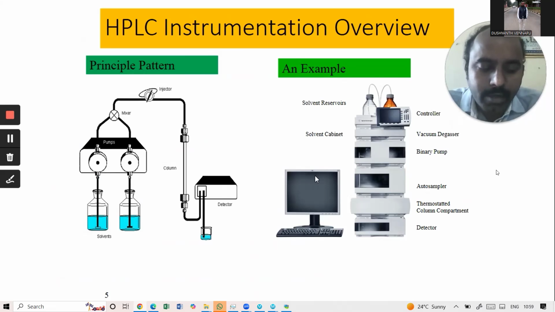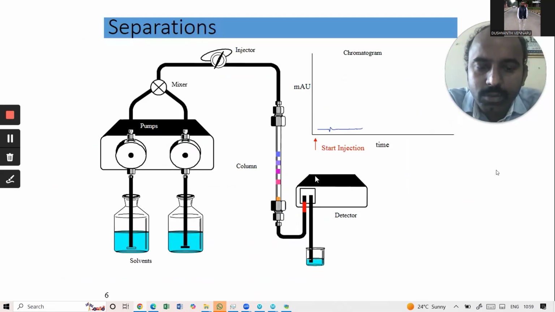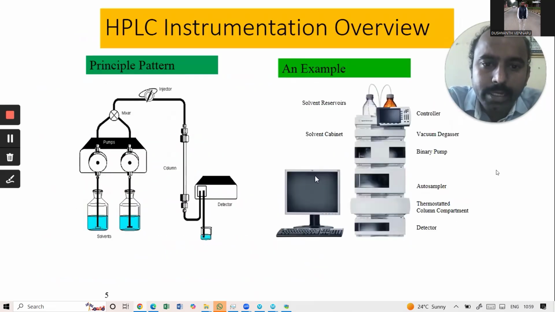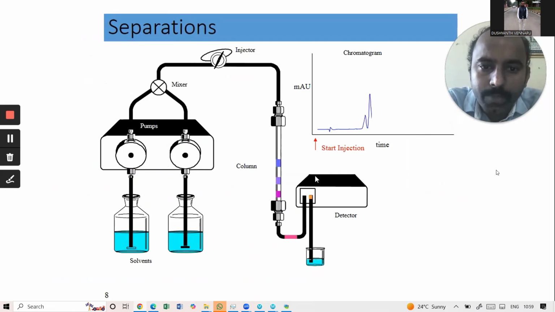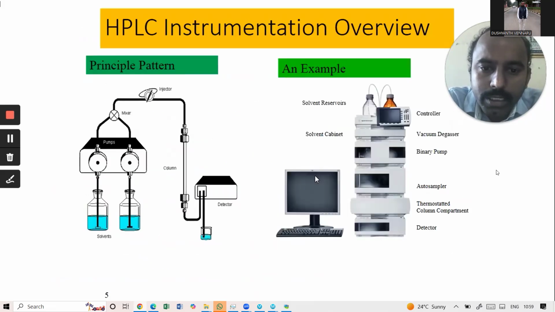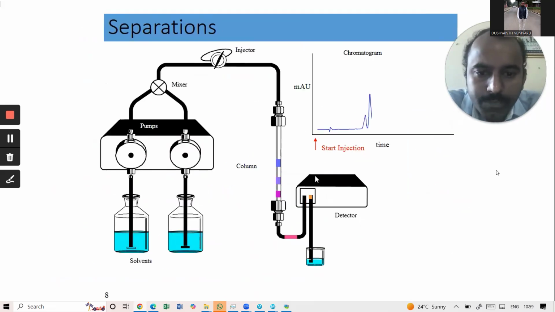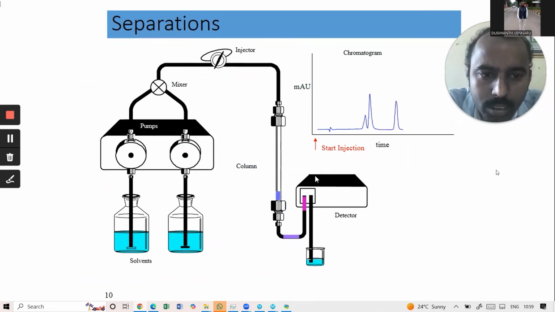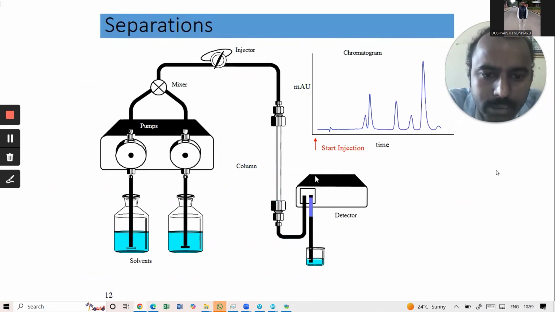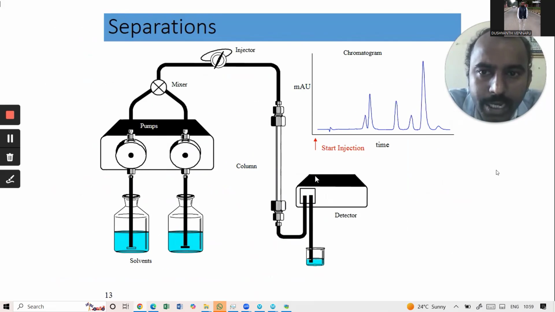So this one is your animation. Let me show you what's happening here. Now I'm injecting a sample. Your elution is based upon what components are retained and what components are eluted. So your chromatogram is displayed based upon that.